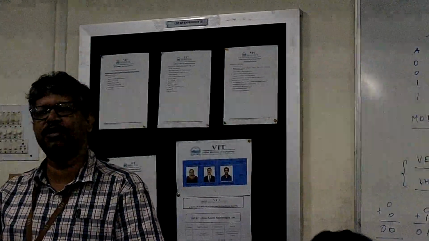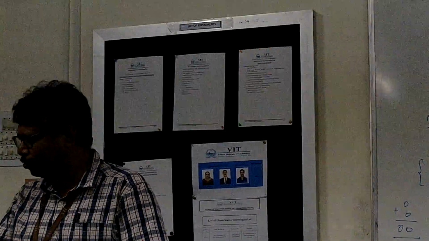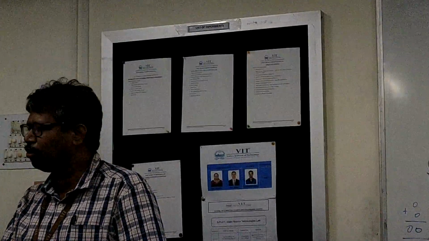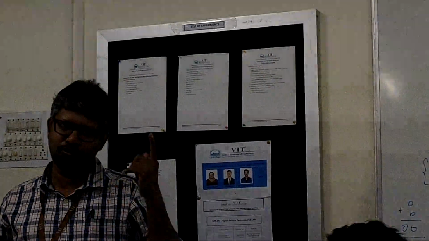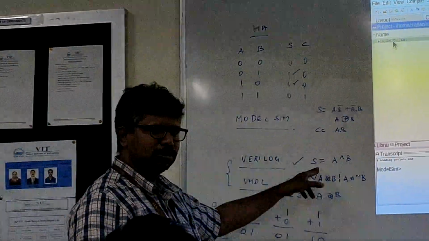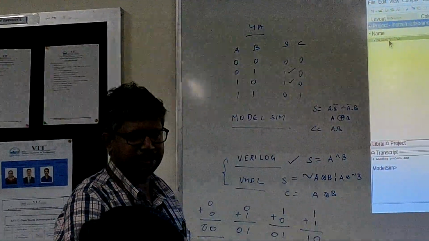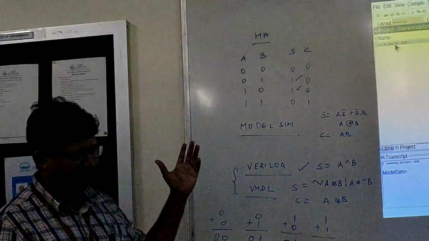In your high level languages, C language or Python, most of the programs are written with the if statement, case statement or for loop. So using that methodology also we can write the code. That is behavior level code. Data flow we can write using these expressions. Structural code we write using the structural diagram.